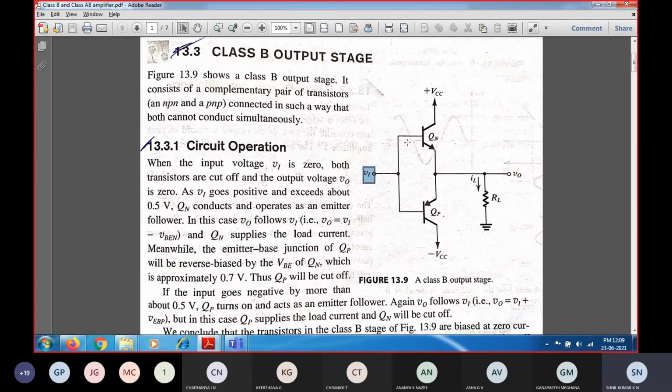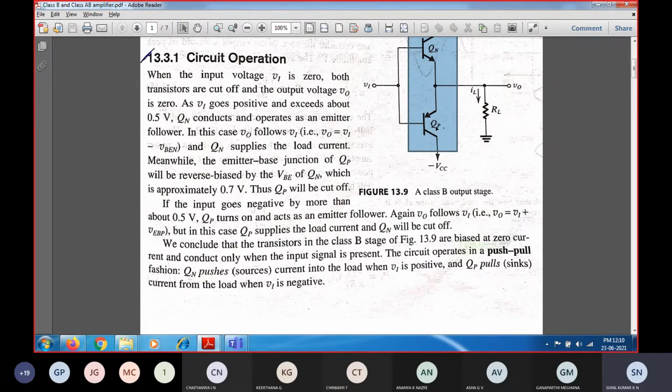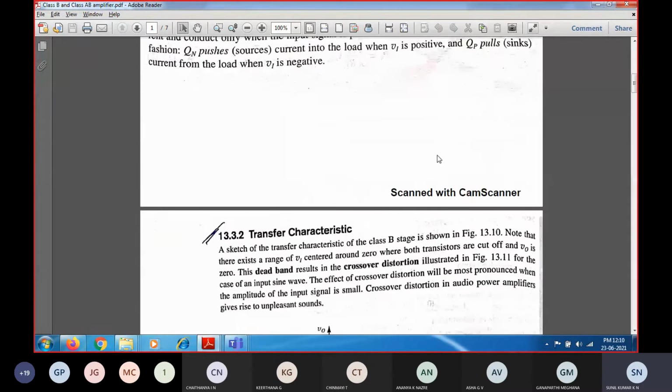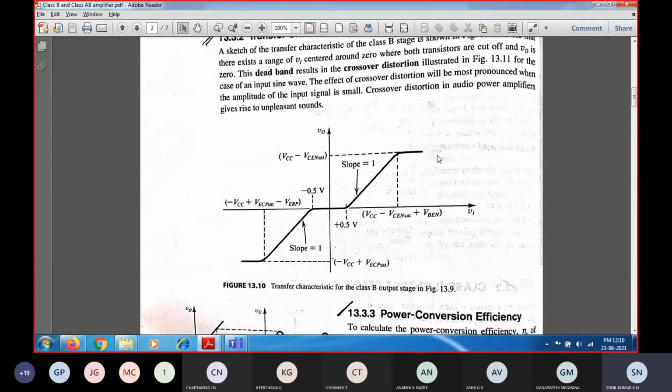So it is nothing but an emitter complementary pair. Why complementary pair? Because when Qn is on, QP will be off, and when Qn is off, QP will be on. So either one of the transistors will be operating with respect to the input signal. Because of the opposite characteristics of the NPN and PNP transistors, it is named a complementary pair. And we have also seen the transfer characteristics for this class B amplifier. This is the transfer characteristics curve for the class B amplifier.